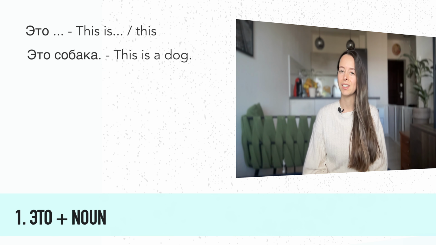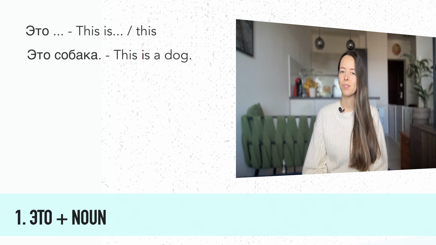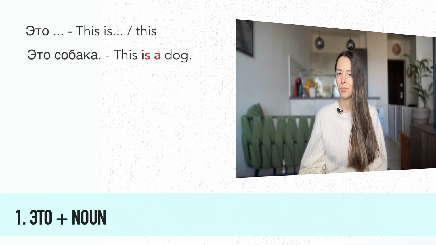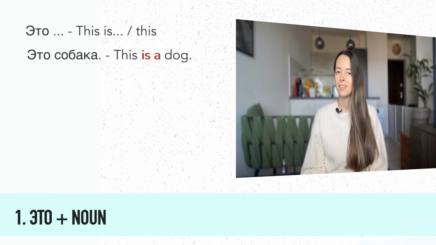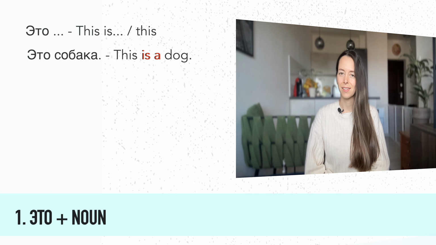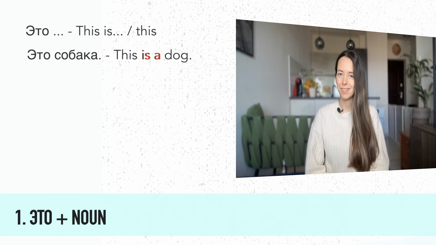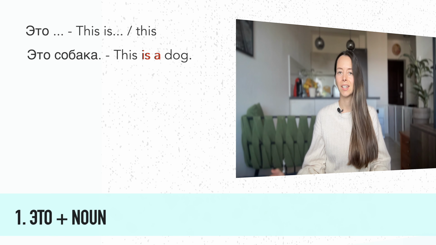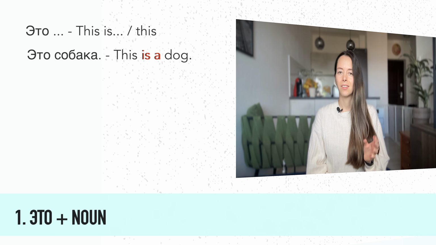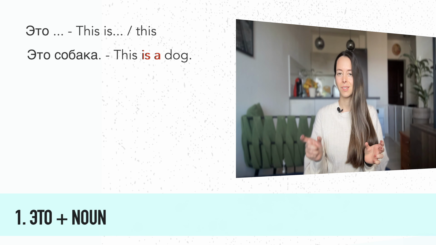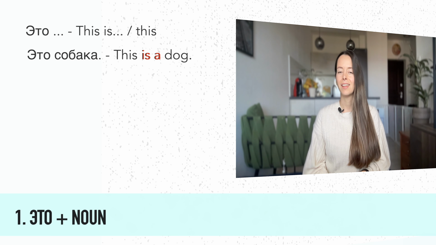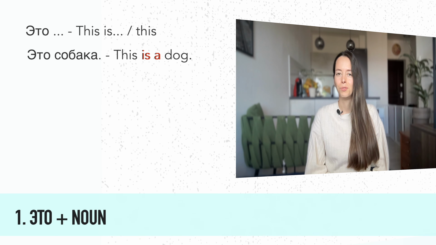Unlike in English and in many other languages where we need to use the verb to be in the present tense, plus we need to use an article. For example, in English, we use the article a. This is a dog. In Russian, we usually omit the verb to be in the present tense. We also don't have any articles. So the sentence, this is a dog, in English would shrink to only 2 words in Russian. This dog. Это собака. This means this is a dog. So you can simply use это and add any noun in Russian to build a full sentence.